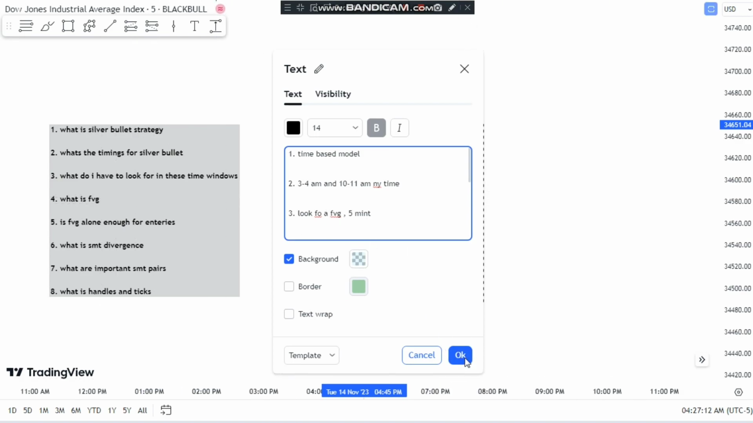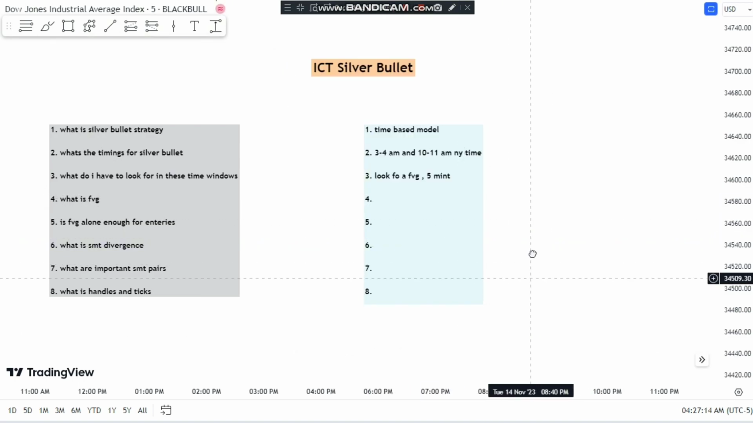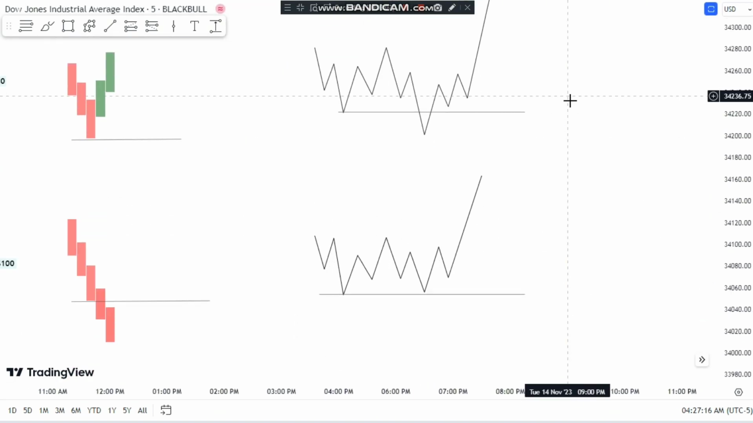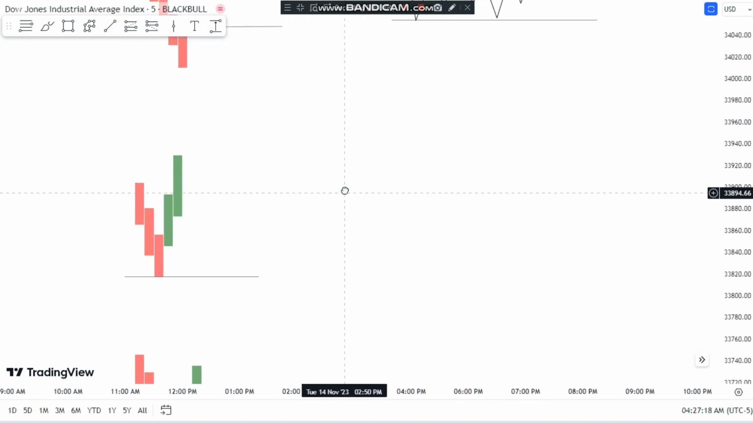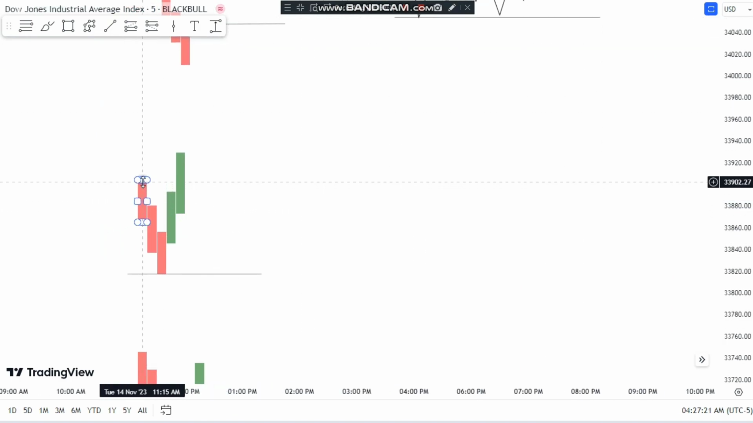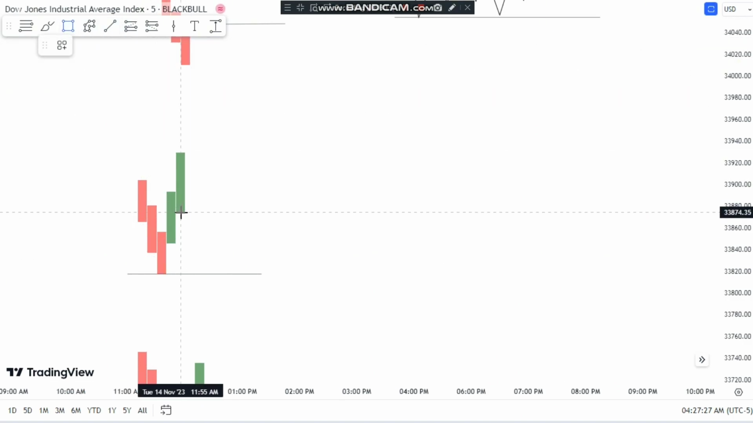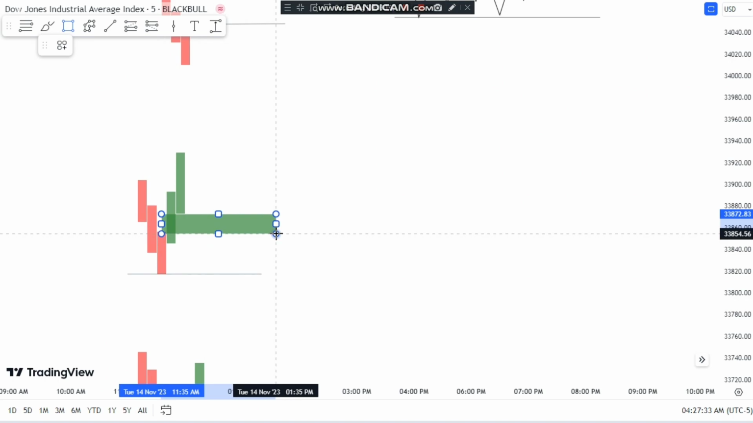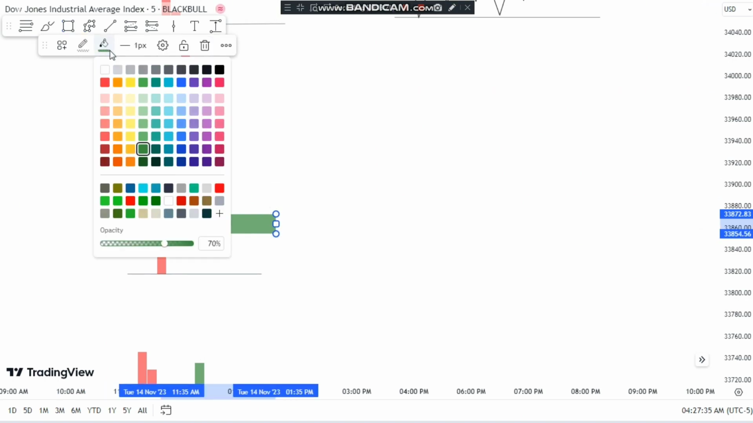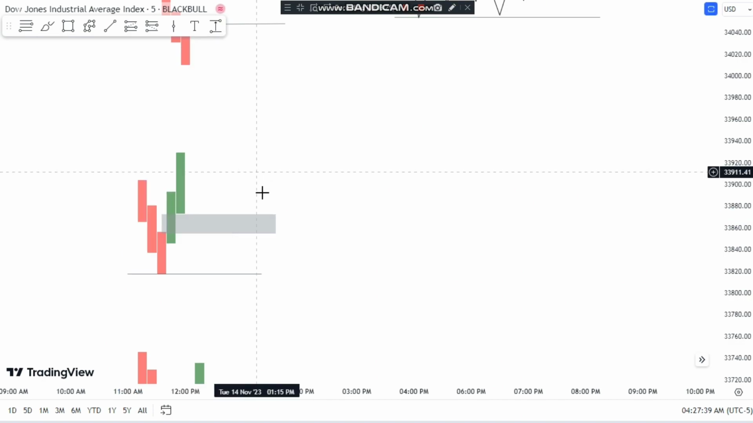Now what is a fair value gap? So let me show you what is the fair value gap. You can see, let's suppose this is a 5-minute chart. Each candle is a 5-minute candle, and you can see this gap between the bottom of this candle and the top of this candle. Okay, this gap, this is called the fair value gap. Okay, let me color it black. This is your fair value gap.